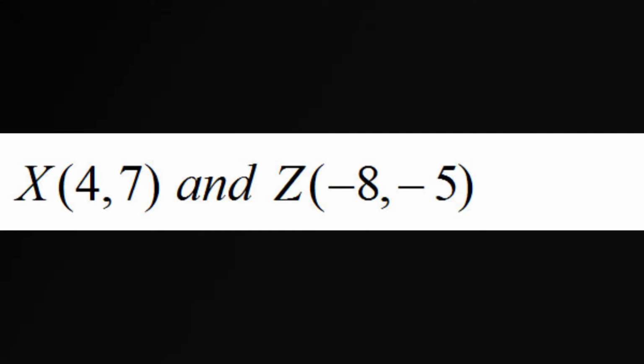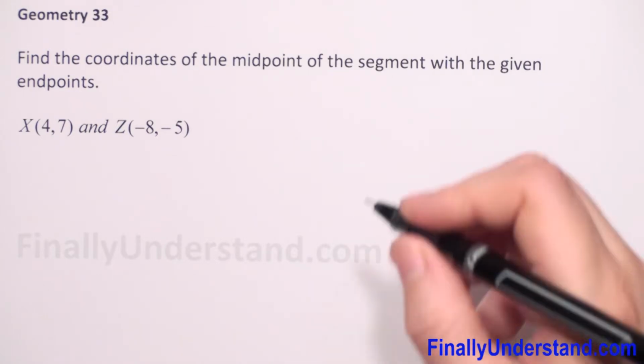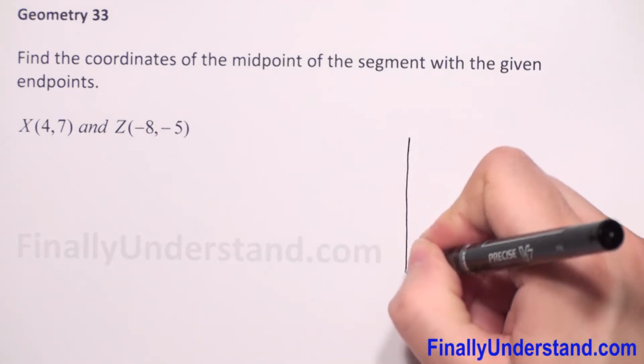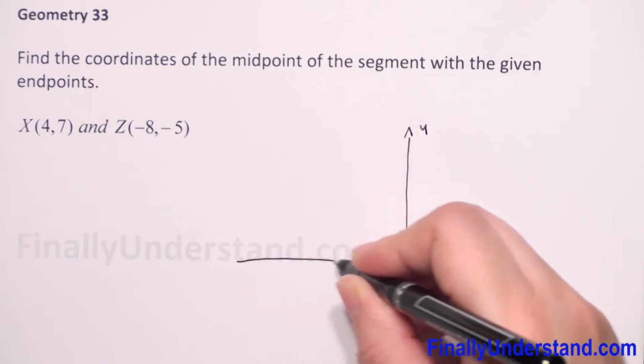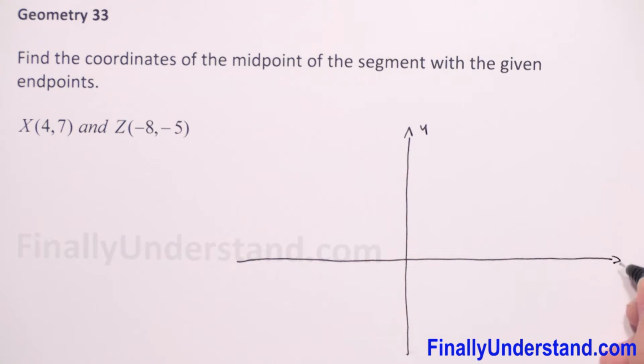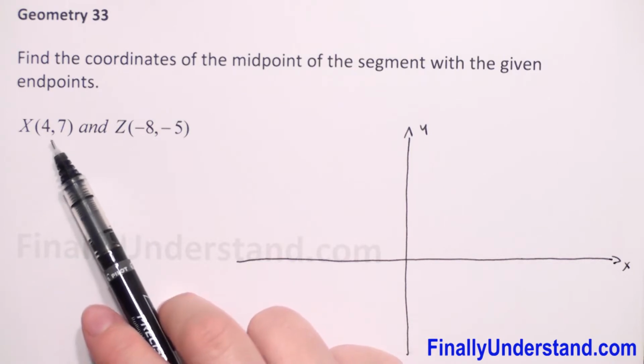We have next example. Find the coordinates of a midpoint of a segment with given endpoints. We have endpoints X and Z. We can draw the xy plane, and we will find our 2 points. We have X: (4, 7).